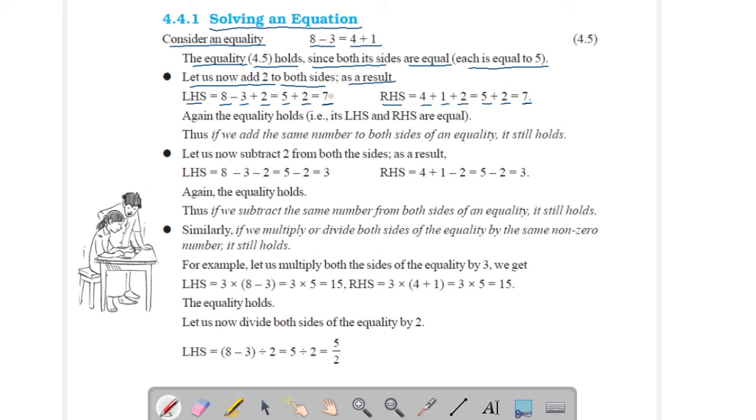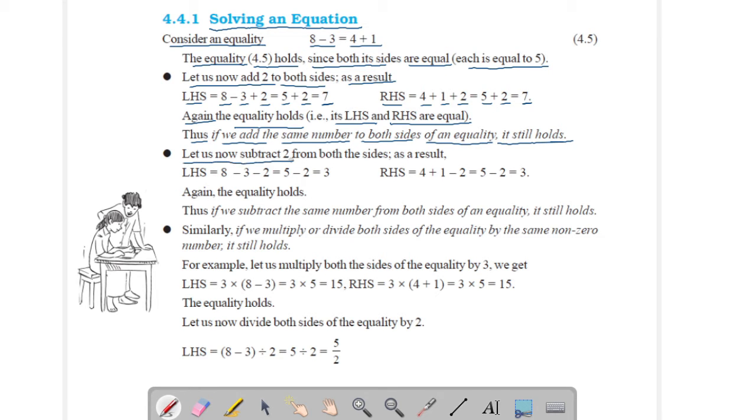Here left hand side is equivalent to right hand side. Again the equality holds, that is its left hand side and right hand side are equal. Thus, if we add the same number to both sides of an equality, it still holds.